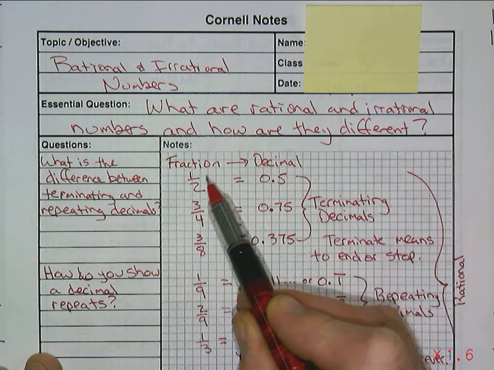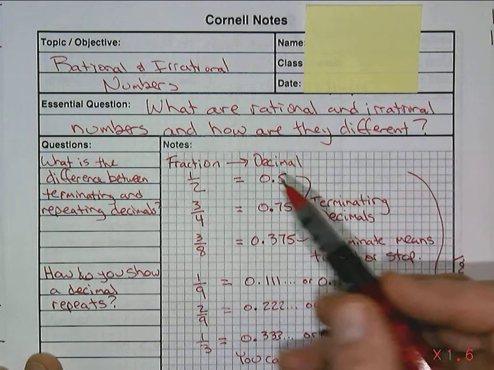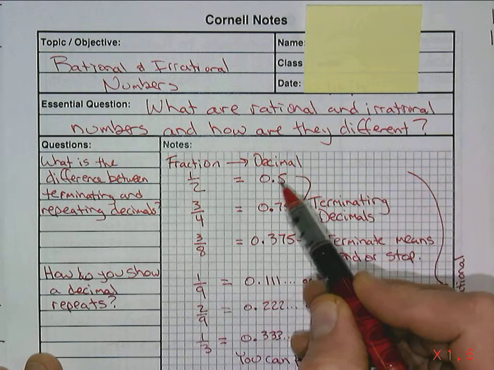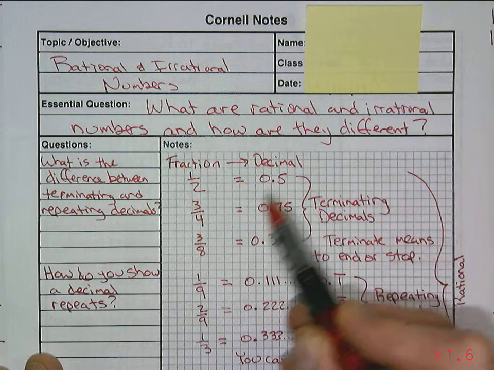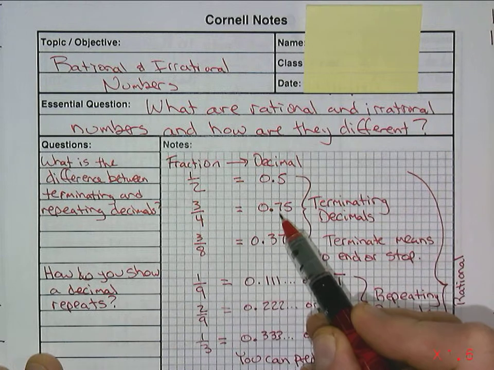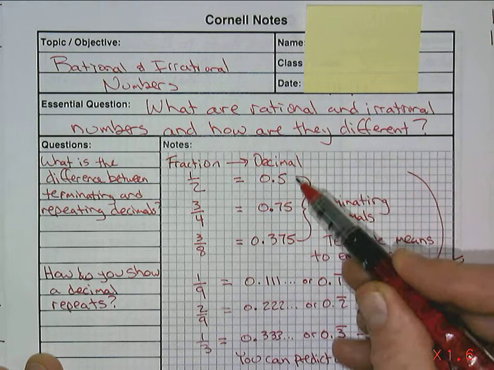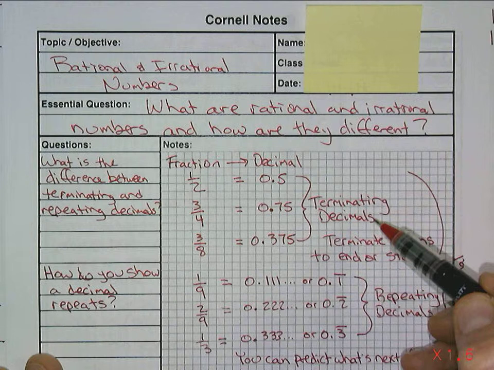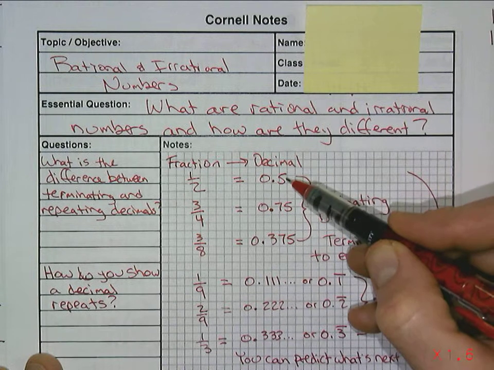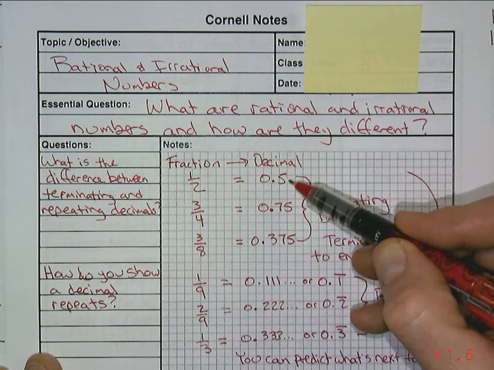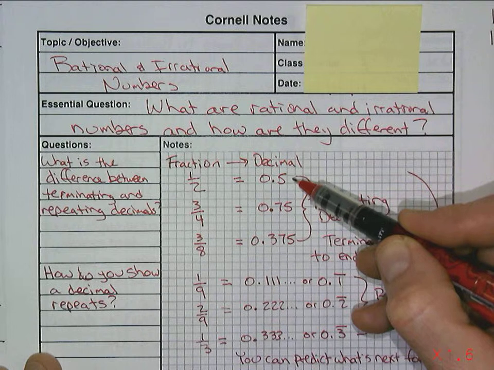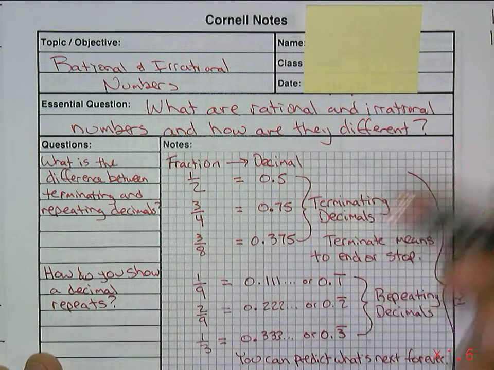There are a couple different types of decimal numbers. The first type: if I take 1/2 and convert it to 0.5, or if I take 3/4 and change it to 0.75, or 3/8 and change it to 0.375, these are all examples of decimals that terminate. They're called terminating decimals because there really is no number after the 5. We could put a 0 in there, but that 0 would really be adding nothing.